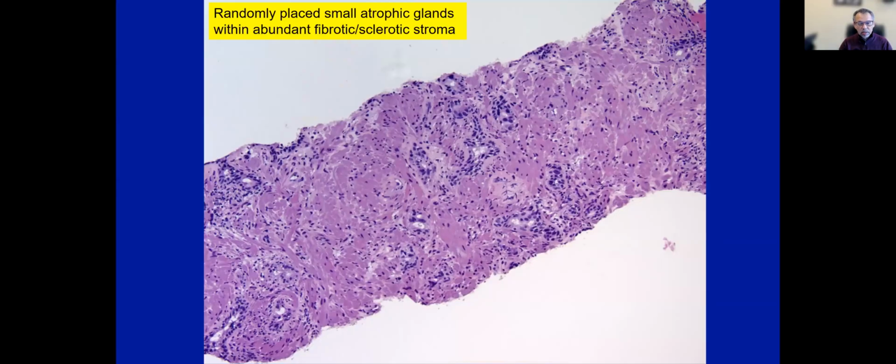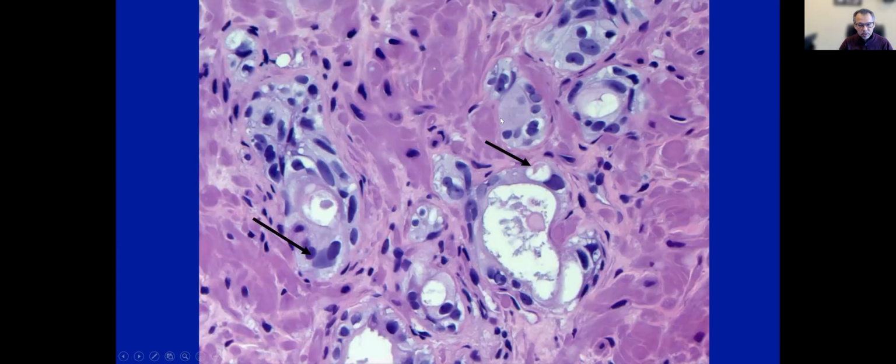So let's move to the second case. In this particular prostate biopsy, you see paucity of glands. The glands look very atrophic. They are randomly arranged within this abundant, somewhat fibrotic stroma, but notice the dark appearance and the atrophic nature of these glands.